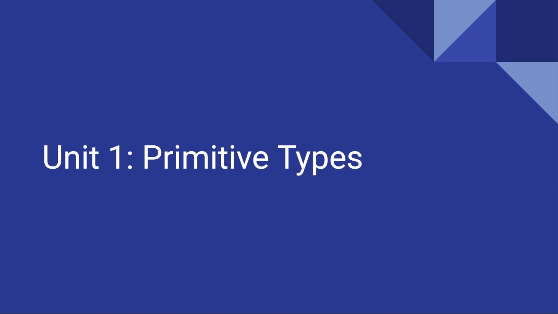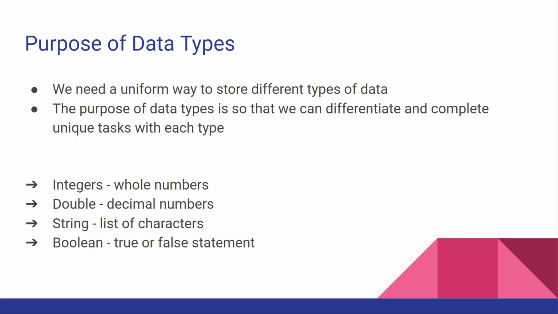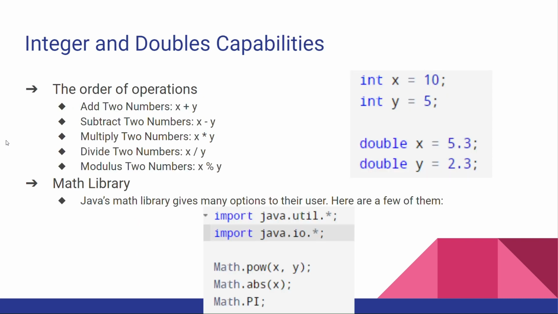So Unit 1 is basically the primitive types. So what is the purpose of data types? Well, we need a uniform way to store different types of data, right? So what we can do is use integers, doubles, strings, and booleans. These are probably the 4 data types that you're going to see during the test. So the purpose of data types is so that we can differentiate and complete unique tasks with each type, right?